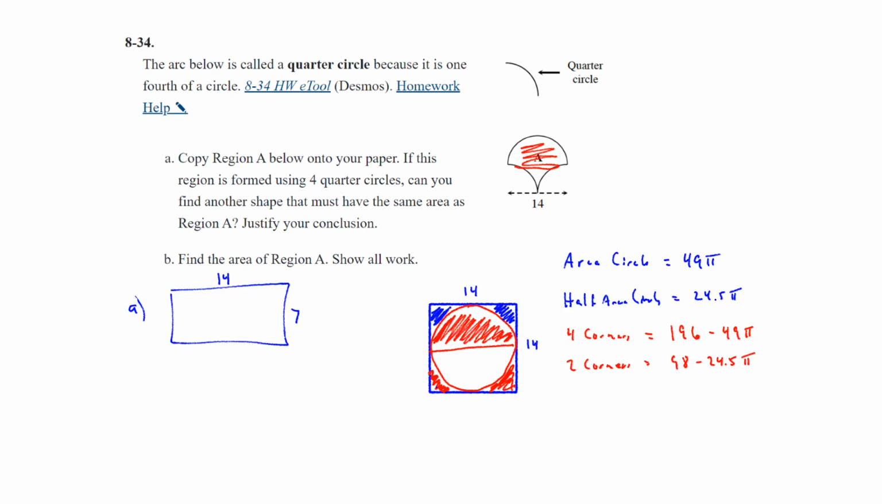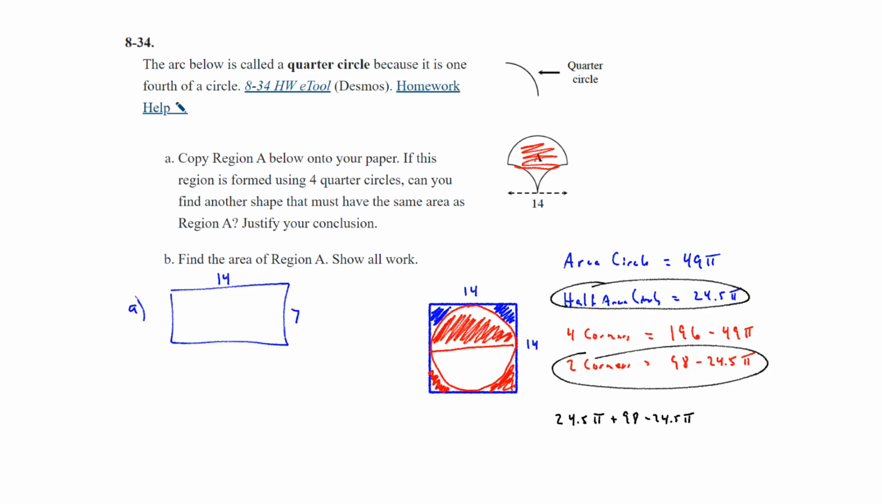So what are the two things that we want to add together? We want half the area of the circle, and we want two corner pieces. So if we add that up, that's 24.5 pi plus 98 minus 24.5 pi. You can see the 24.5 pi is going to cancel, and that will then give us the area of region A to be 98 units squared. So there's a more mathematical approach to that, but once again, the visual will probably give you enough to go with that one.